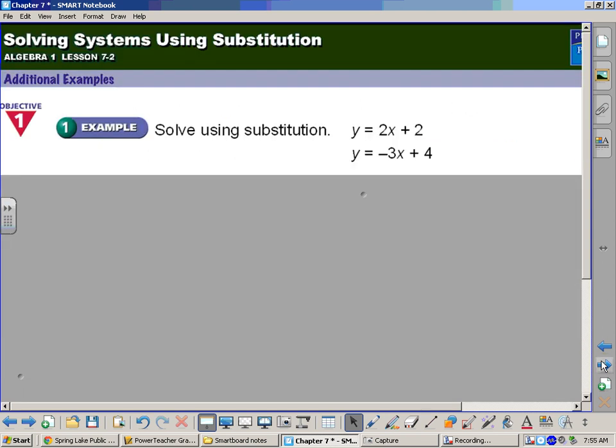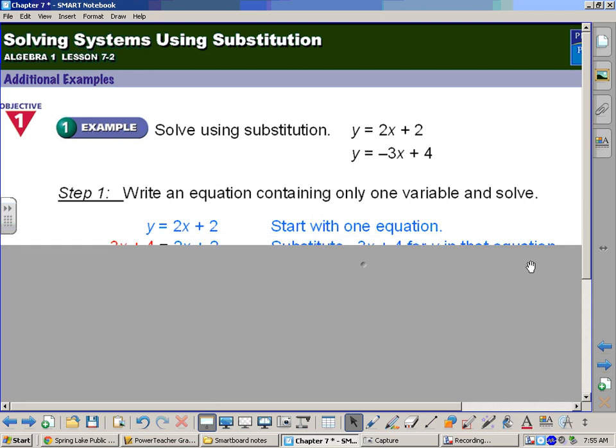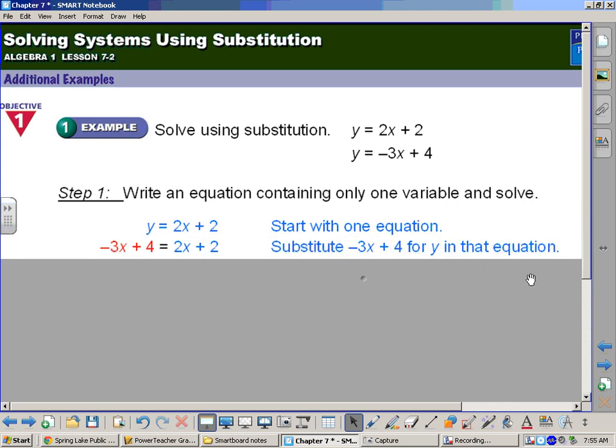So here's an example. y equals 2x plus 2, and y equals negative 3x plus 4. We're going to take and set the two equations equal to each other. So we take the y equals 2x plus 2, and in place of y, we're just going to take the y out, and we're going to put the other equation, negative 3x plus 4, in its place. Since they both equal y, we can substitute that. So we've taken and put it in that place. Now it's just a matter of getting x by itself. So we're going to try to get x isolated and by itself.